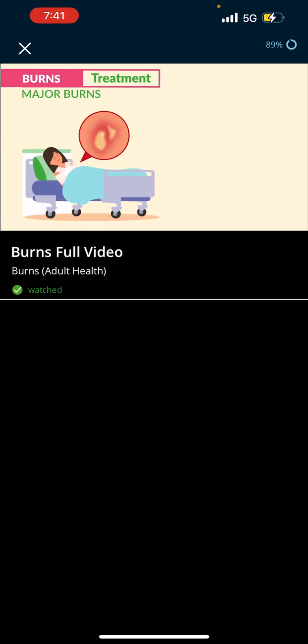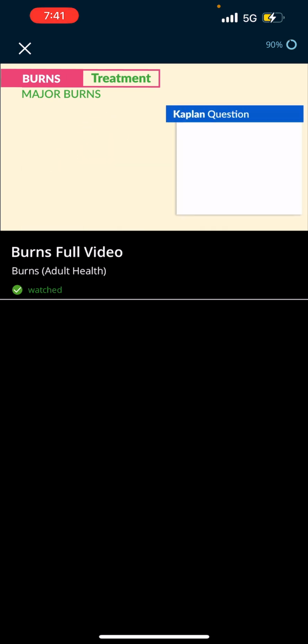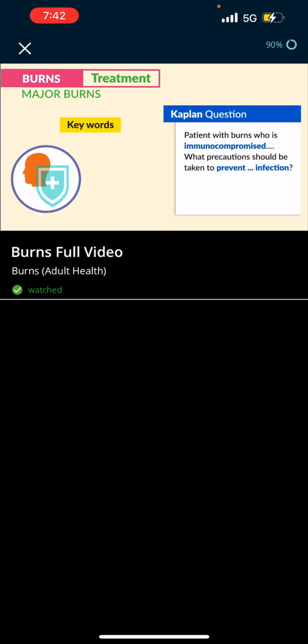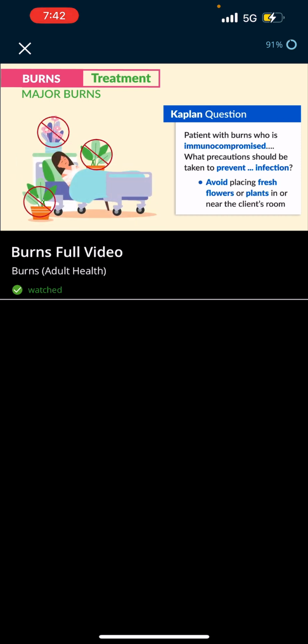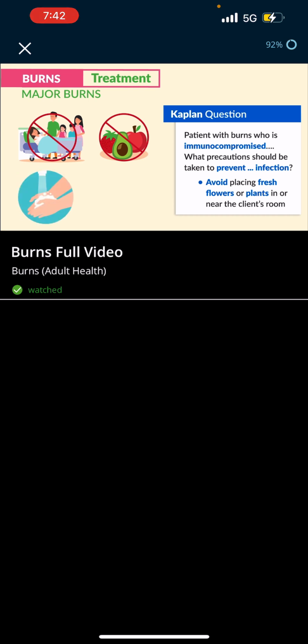Now, as the body heals with open wounds from major burns, infection is a huge deadly risk here. So Kaplan mentions, a patient with burns who is immunocompromised, what precautions should be taken to prevent infection? Now, the key words here are immunocompromised and prevent infection. So avoid placing fresh flowers or plants in or near the client's room. Yes, we always want to avoid crowds, fresh fruits, and all the typical stuff for clients who are immunocompromised to prevent infection.